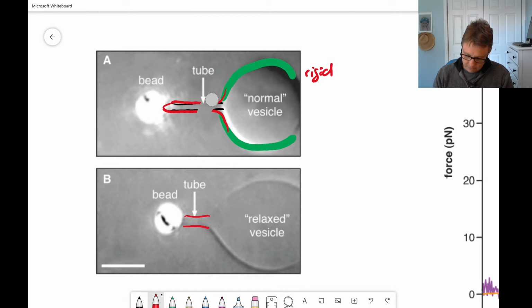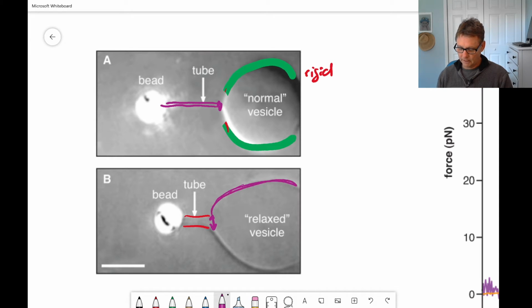And so in my drawing, it's hard to see. I'll try to draw this a little better. So you can see this membrane is actually really narrow here. So you have a narrow tube versus a thick tube, and we're talking about the radius of the tube. So a normal vesicle, if it's more rigid, will make these narrow tubes. And a relaxed cell membrane here, one that's less rigid, will make thicker diameter membrane tubes.